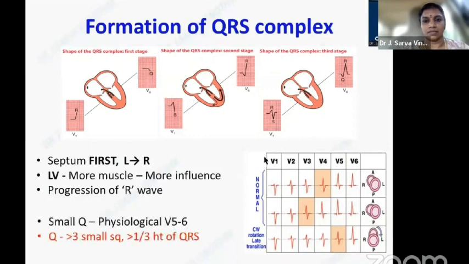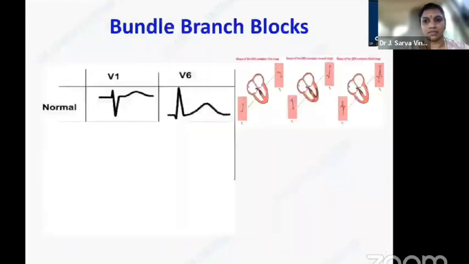So the small q in V5 and V6 is physiological. When do we term it as pathological? We term it as pathological when the duration occupied by the q is more than 3 small squares, or when the height is more than 1/3 of the QRS complex.